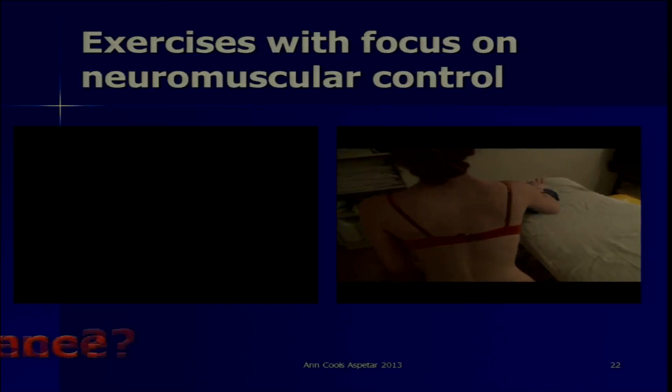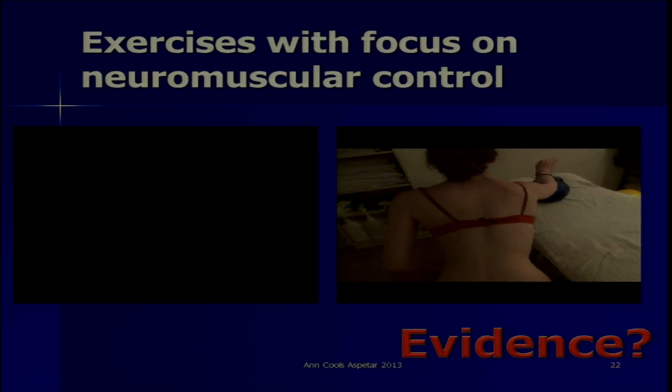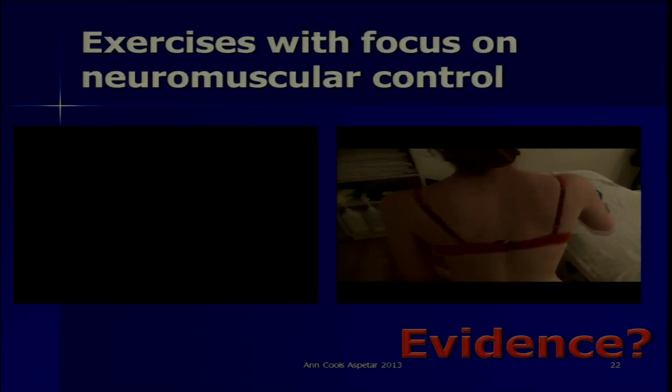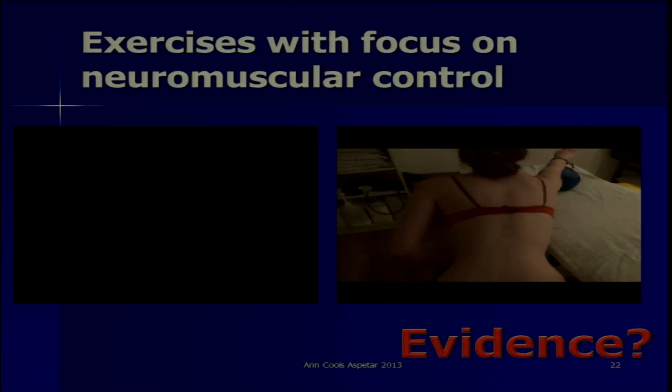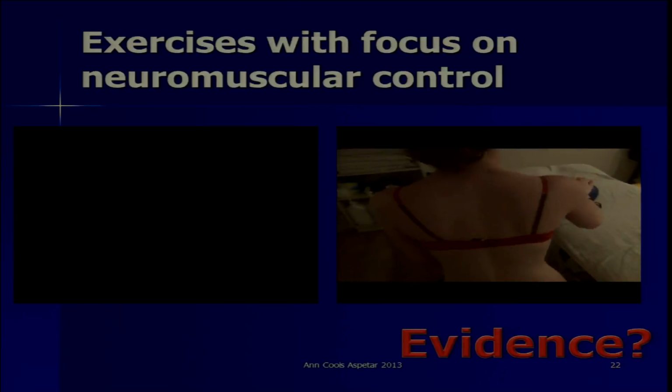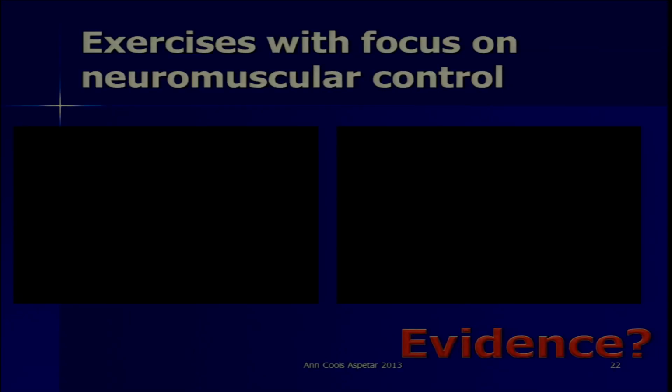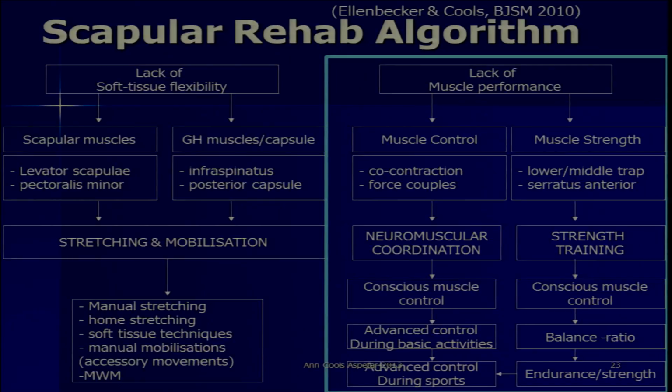Now the question is, is there any evidence of that kind of programs? I have to say no, because the big problem is that we cannot standardize this program. Every patient will have another set of exercises, and it's our major goal to find the appropriate exercises. We do have some evidence, however, on the right side of the algorithm. In the strength training, one of the first goals should be that we strengthen the weak muscle with inhibition of the hyperactive muscles. And from several studies from the scapular groups, we know that the lower trap and the middle trap is weak, serratus is weak, however the upper trap is very hyperactive.